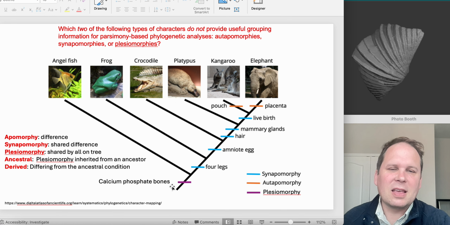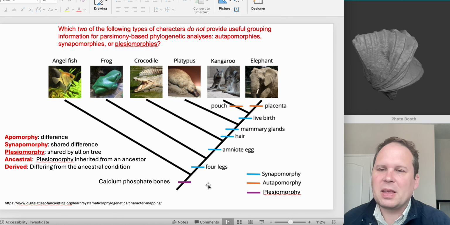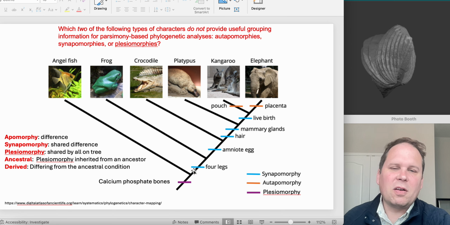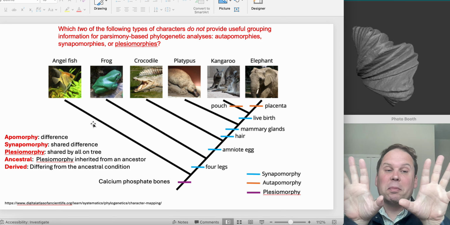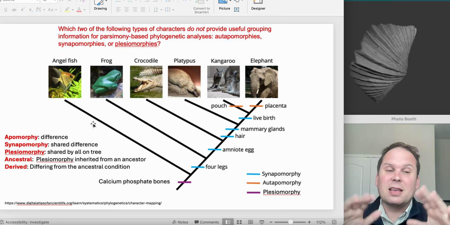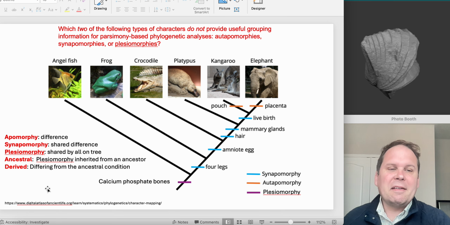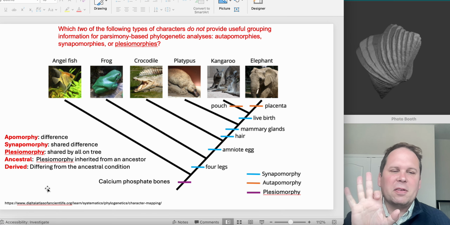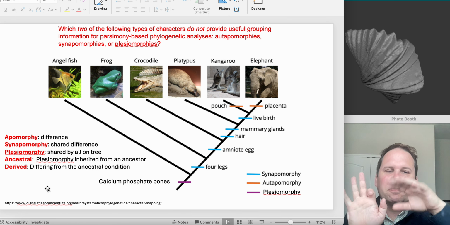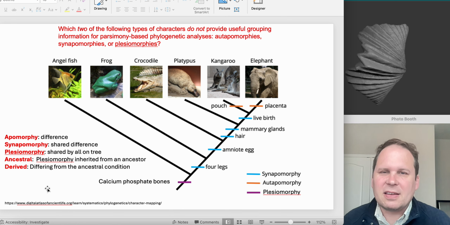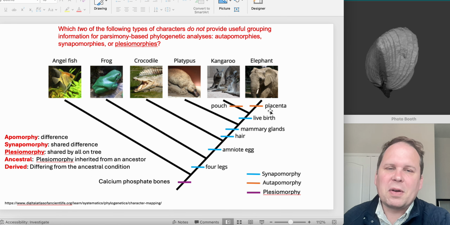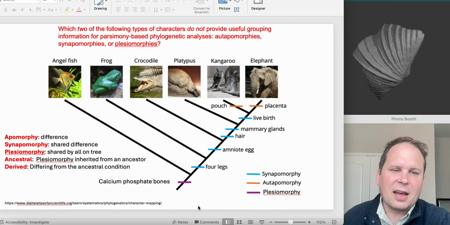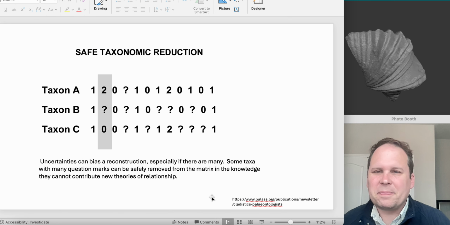Plesiomorphy is a thing that is in the entire tree all the way across. Ancestral means something that was probably present in all the ancestors because it's present in all or most of the terminal branches, the things that are around now. Derived is something that changed, some difference in evolution that led to a difference in outcome, a difference in phenotype. So you get derived traits down here near the tips, and you get your ancestral traits up here near the root of the tree.